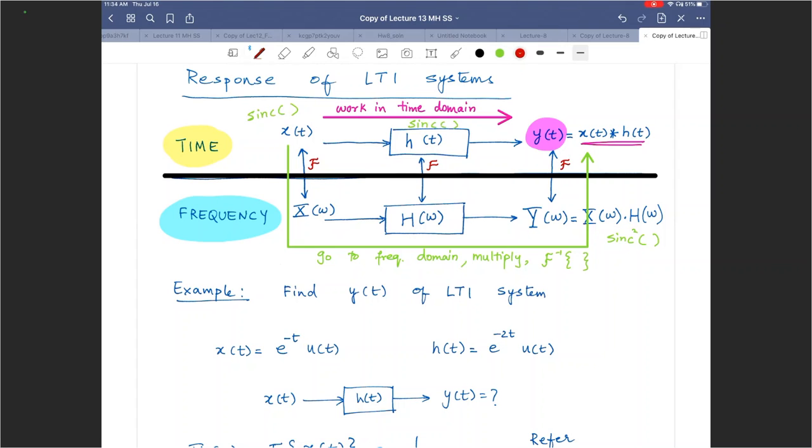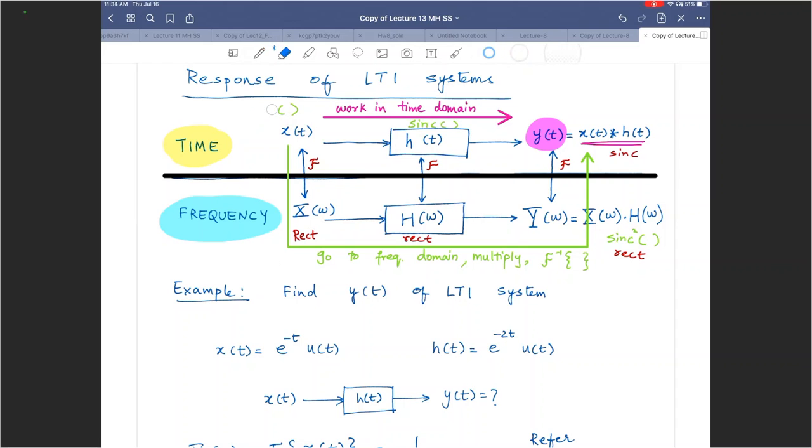But if I go to the frequency domain, I will have a rectangle here, I will have a rectangle here, I will multiply the rectangles, I will get another rectangle here, and then I will try to take the inverse Fourier transform of that, which will be a sinc. Might be very, very easy for me when I do that. Right? So the green path is easier now. To work in the frequency domain is easier in this case.